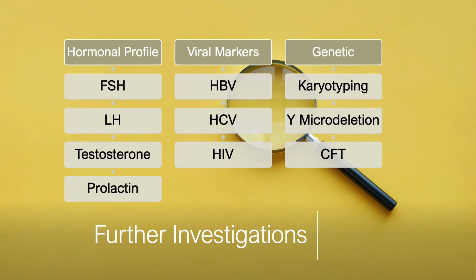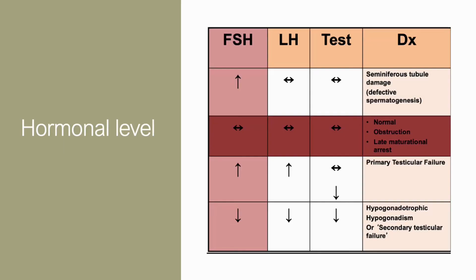Special investigations may be offered selectively, such as karyotyping, microdeletion, and the cystic fibrosis gene, in people who we suppose need more infertility workup and who were supposed to go for sperm extraction and the IVF process. They should also be tested for serology, for viral markers, which will be needed for sperm banking.